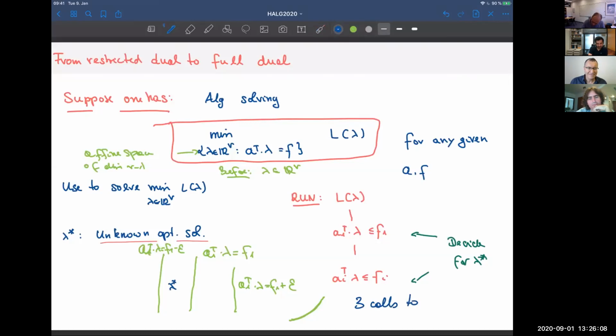But you see that with three calls to this algorithm here, to the restricted Lagrangian, I guess with three, I can make this decision. You know, where is my lambda star? Okay, so I can answer these queries and thereby decide for lambda star, and then I will get my lambda star.